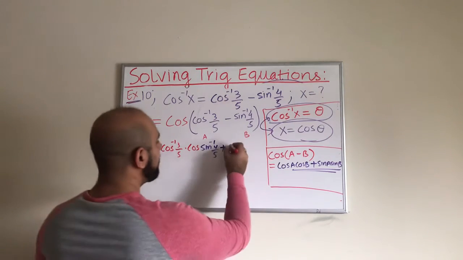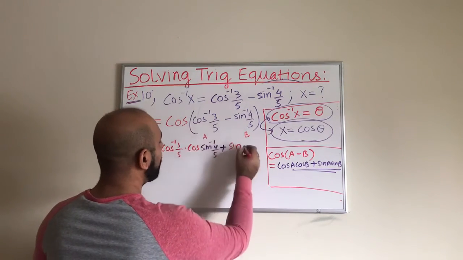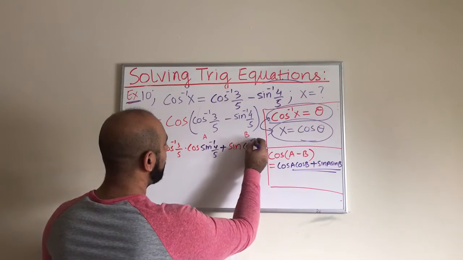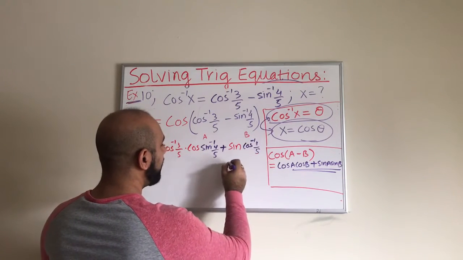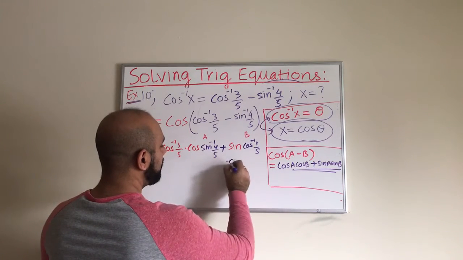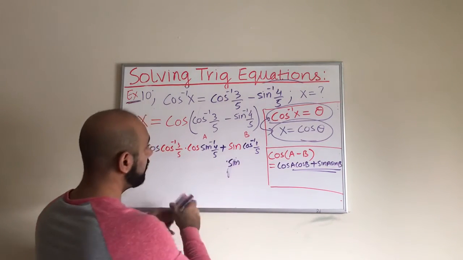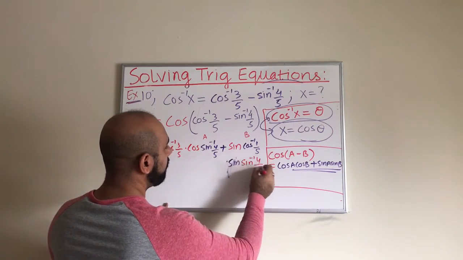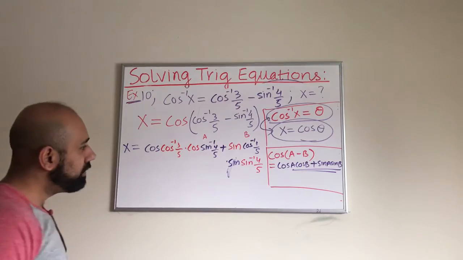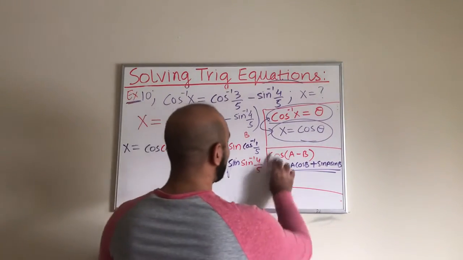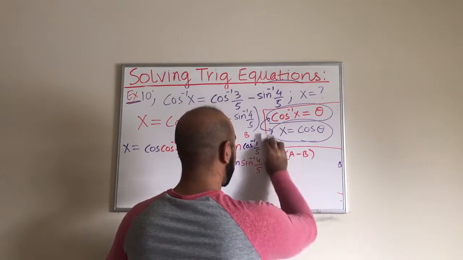And then plus, let us write the second half. Guys, the second half is sine of a, sine of the cosine inverse 3/5, times sine of b, which is sine inverse 4/5. Okay, guys, I need more space, so I'm going to get rid of some of the information here. So I'll get rid of this.